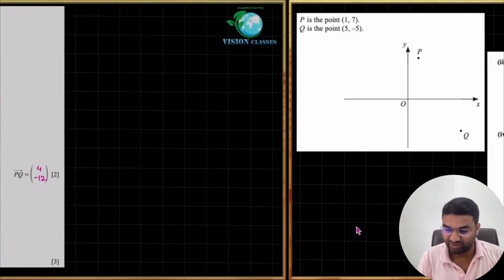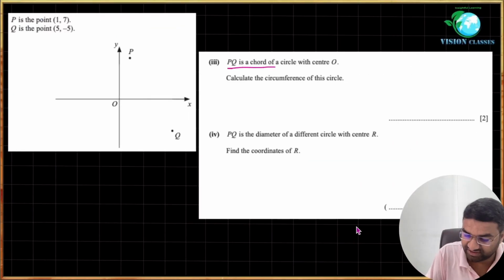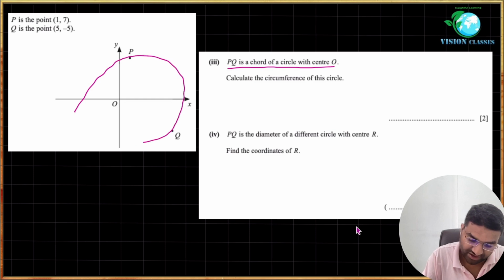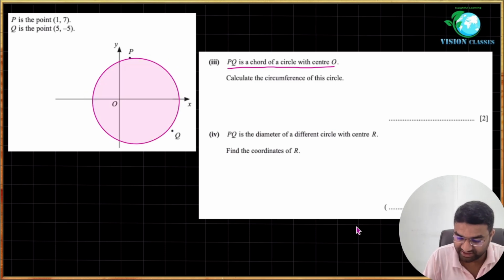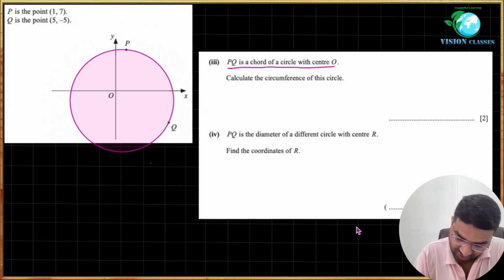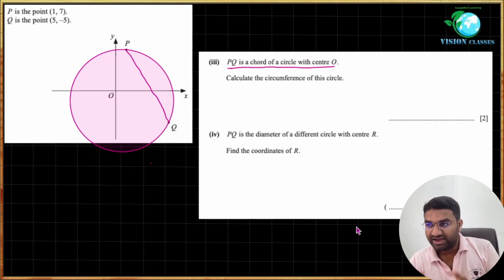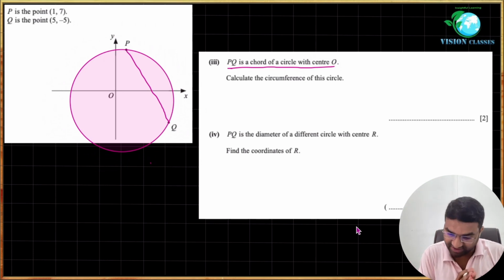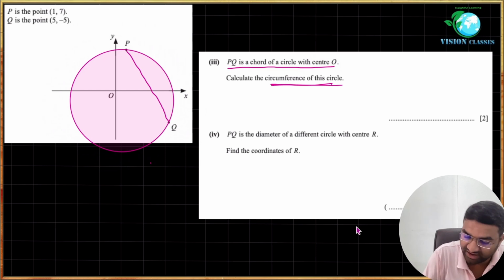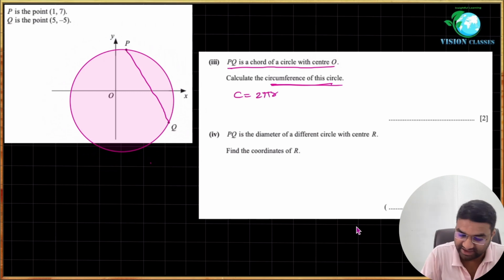Then next point. PQ is a chord of a circle with center O. That means the circle passes through these two points P and Q, all right. So yes, PQ is the chord of a circle with center O. Chord is basically the line that connects any two points on the circle. Fine. Calculate the circumference of the circle. To calculate the circumference of the circle, we have the formula 2 pi r, right? And here they are saying that the center is basically O.